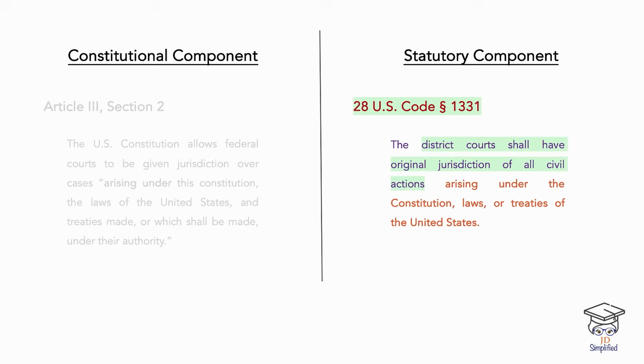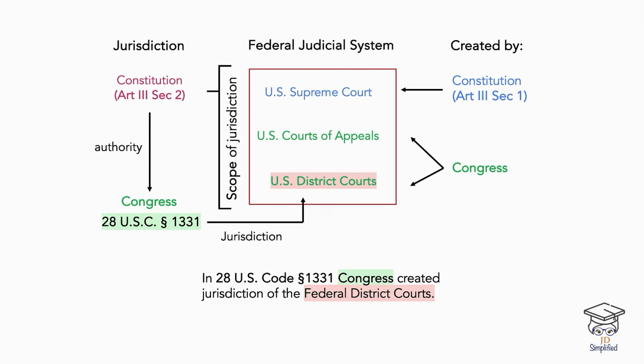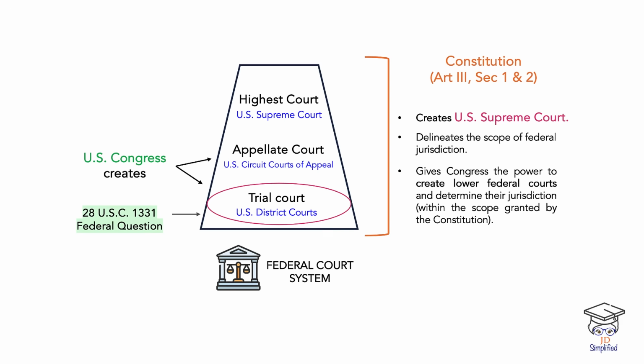28 U.S. Code 1331 was generated by Congress to specify the jurisdiction of the federal district courts Congress has created. So, in 28 U.S. Code 1331, Congress created jurisdiction of the federal district courts, the federal trial courts, the federal lower courts. The U.S. Constitution creates the Supreme Court and the scope of federal jurisdiction in general. It also gives Congress the power to create the lower federal courts and determine their jurisdiction within the scope and breadth granted by the Constitution, as they do in 28 U.S.